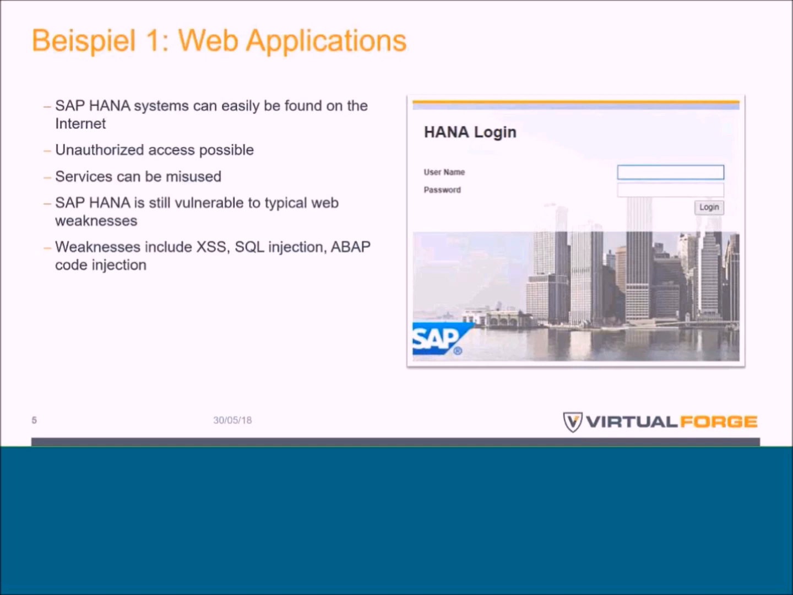credentials for that. So unauthorized access is possible, and some of the services can obviously be misused. And again, HANA is vulnerable to typical web weaknesses, which the attacker most likely knows, such as cross-site scripting and SQL injection. When we talk about S/4HANA, we're still talking about the ABAP world, and therefore that lays another layer of complexity and security weaknesses. HANA is also vulnerable to ABAP weaknesses, as S/4HANA at least is.